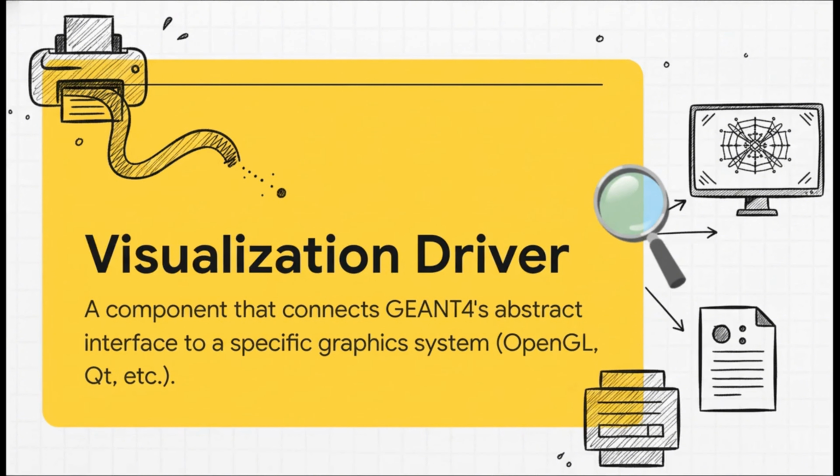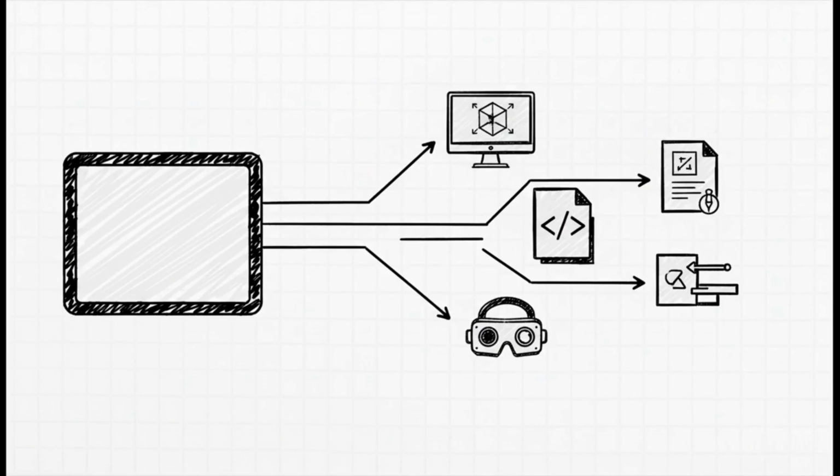whether that's an interactive window on your screen or a super high-res file. And here is where it gets really clever. This modular design makes the whole thing incredibly flexible. See, Geant4 has this one universal way of describing a scene, and all the different drivers just act as translators. This means you are never, ever locked into a single tool. You get to pick the perfect one for whatever you're trying to do.